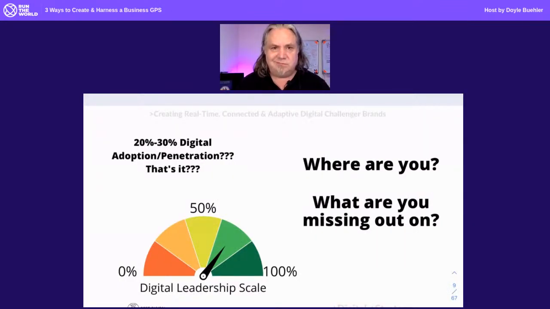So to me personally, like I said, I've been involved in digital and online for 19, almost 20 years, and we're only at 20 to 30% of digital adoption and digital penetration, businesses being online and being able to offer a complete and remarkable online experience as well. To me, I'm shocked. I don't know about you. Are you guys shocked? That's pretty low, 20 to 30%.